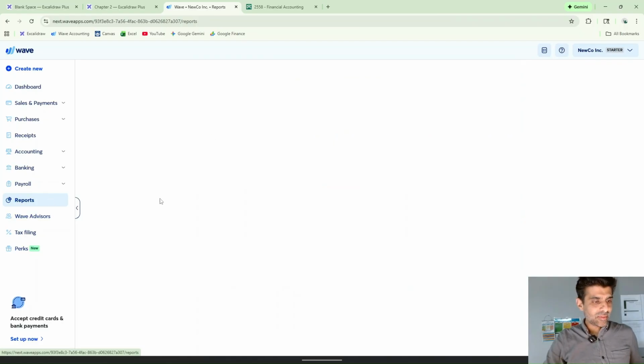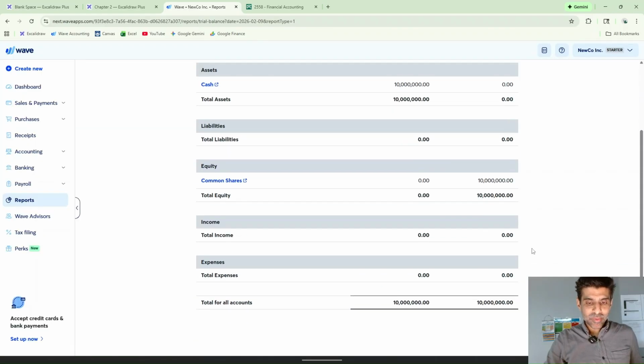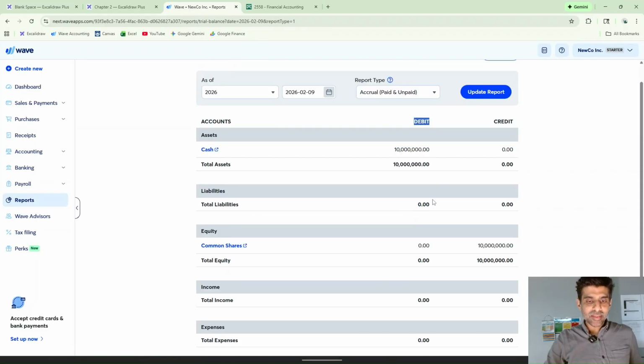This is a little preview of a different report that we have called a trial balance. You can see that the total debits.